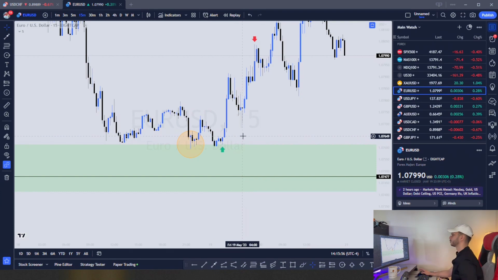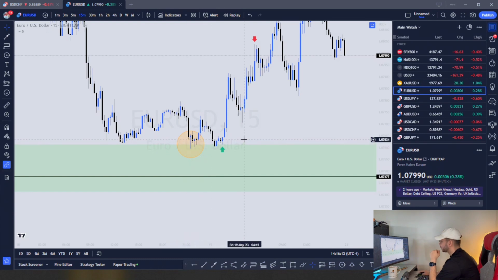It was honestly a perfect entry. I'm not going to sit here and pretend that my entries are always going to be perfect, but in this scenario, it happened. We got lucky. Otherwise I would have just entered at this candle right here and I would have held.